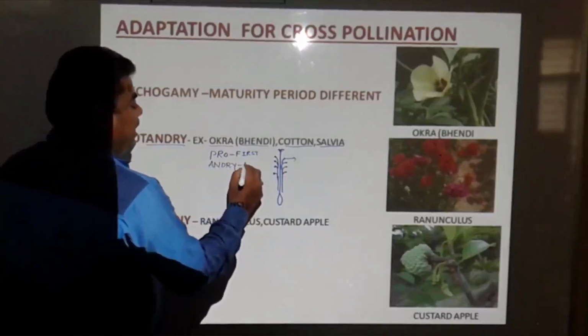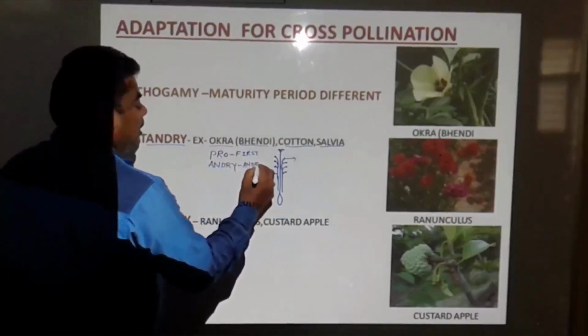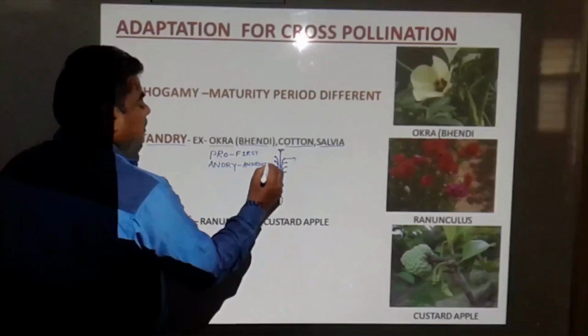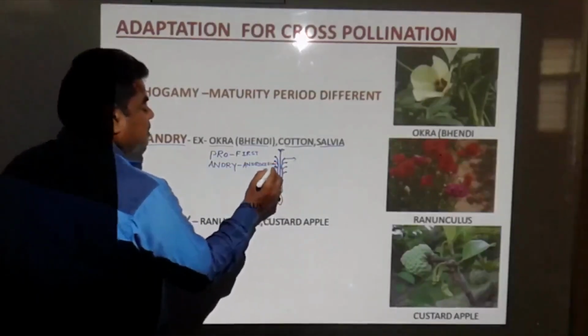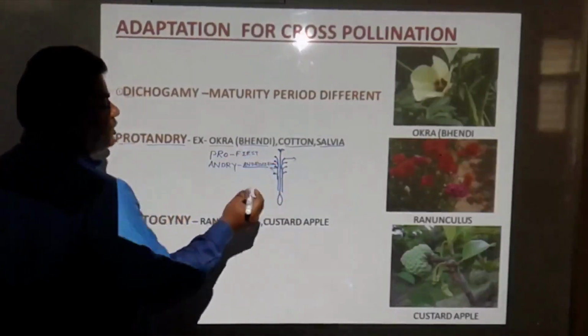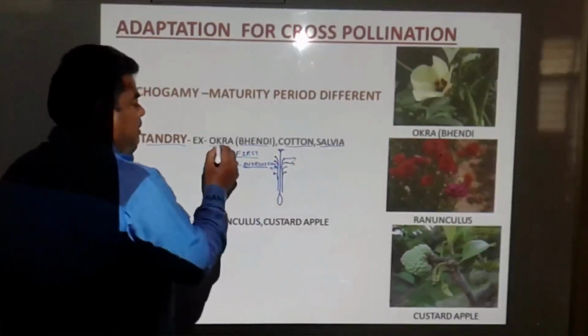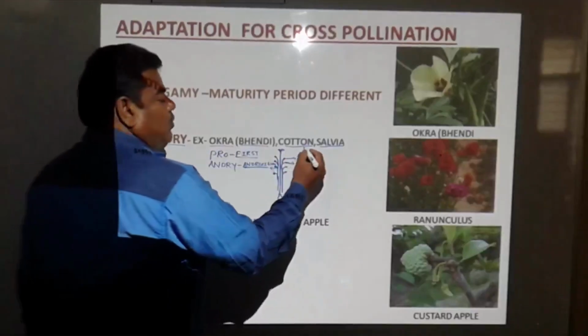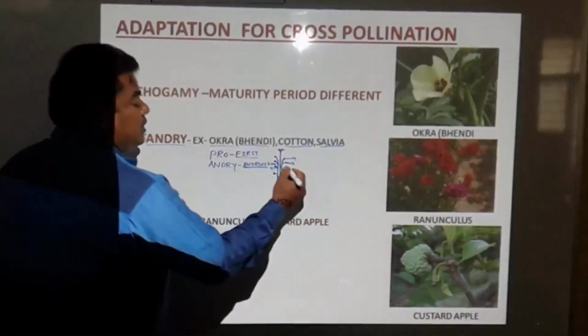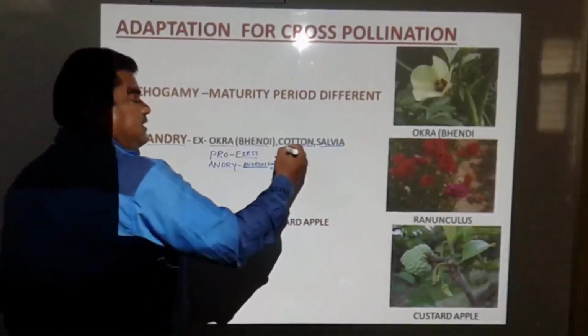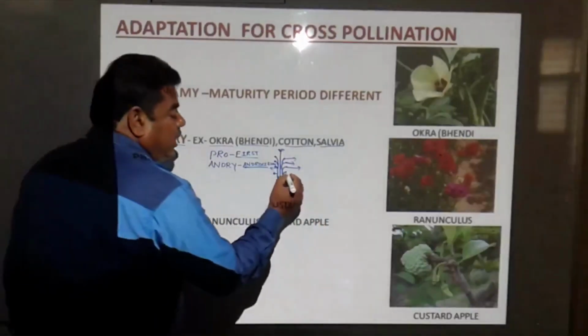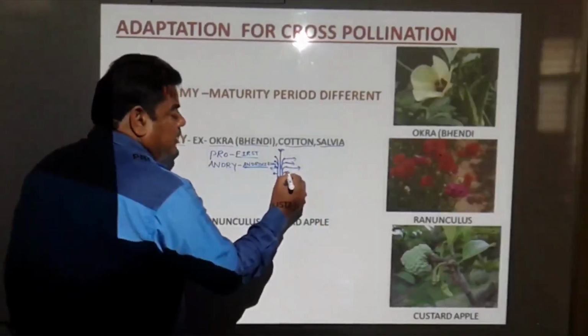We call it androecium, means this structure collectively. What do we call it? Androecium. First the androecium matures in case of okra, cotton, and salvia. First the androecium gets mature, and then the gynoecium matures. When the androecium matures, pollen grain formation takes place here.